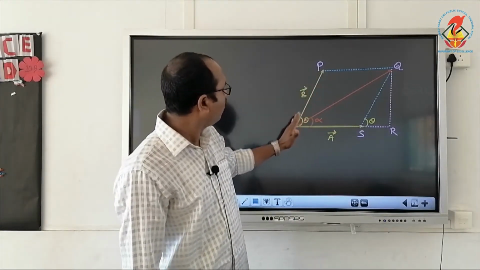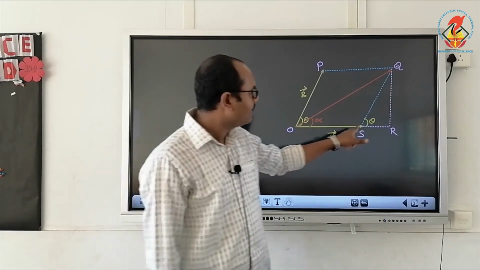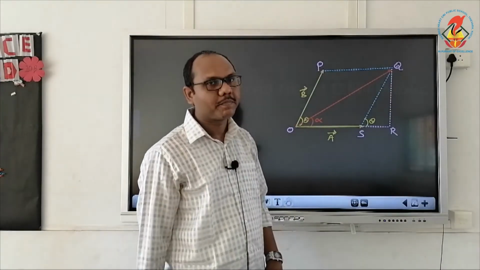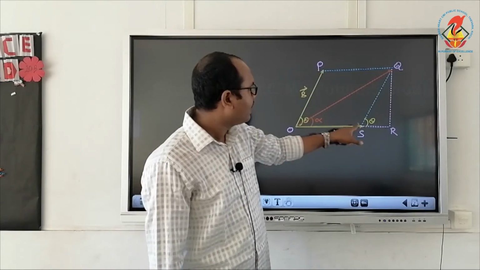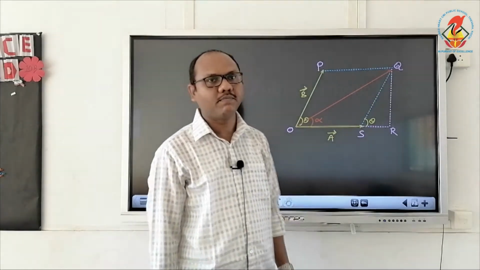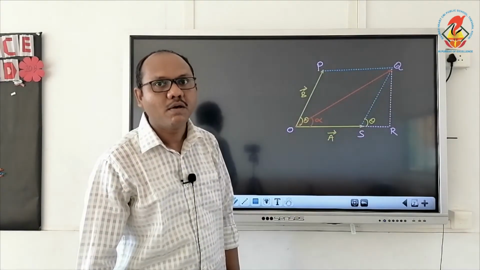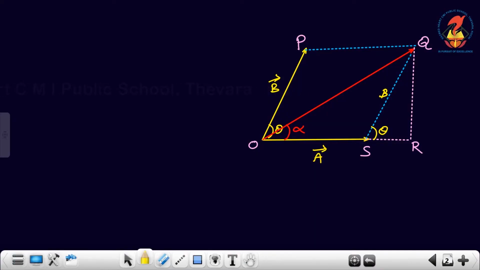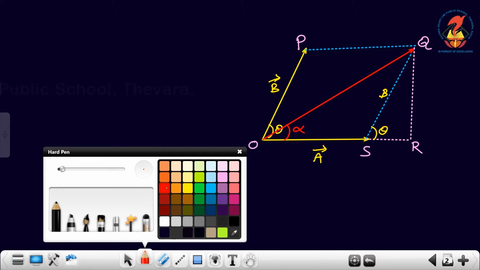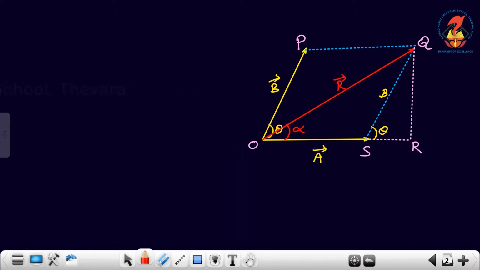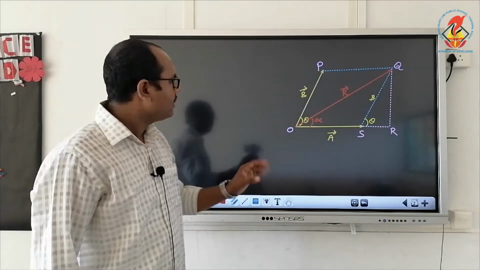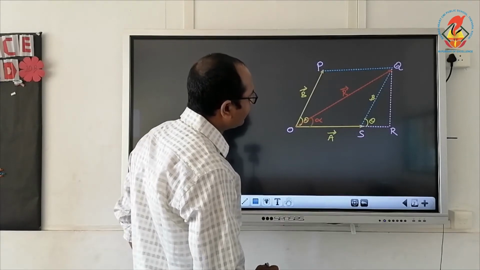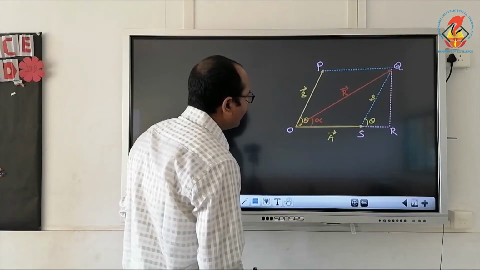Similarly, if OP is B, then SQ is also B, because those are the corresponding sides of a parallelogram. So, I will write here B, and this is our resultant. Resultant is written as R. Now, look at this triangle. First, I am going to take triangle QSR.